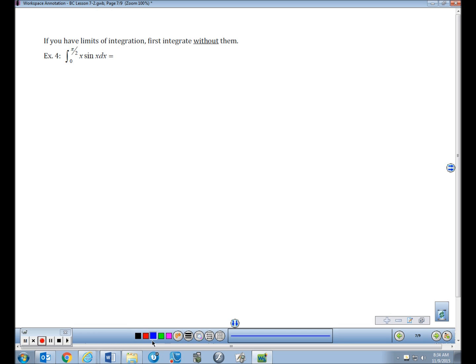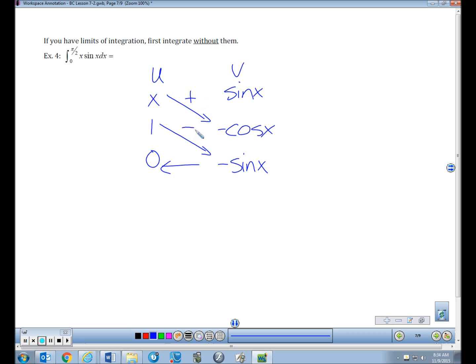So we have x sine x dx. So my u is going to be x, my v is going to be sine x. The derivative of x is 1, then 0. Antiderivative of sine x is negative cosine x, and then negative sine x. Signs are very important here. Plus, minus, plus. So we're going to get negative x cosine x plus sine x plus a constant, because the integral of 0 would be a constant. But I'm going to stop here.